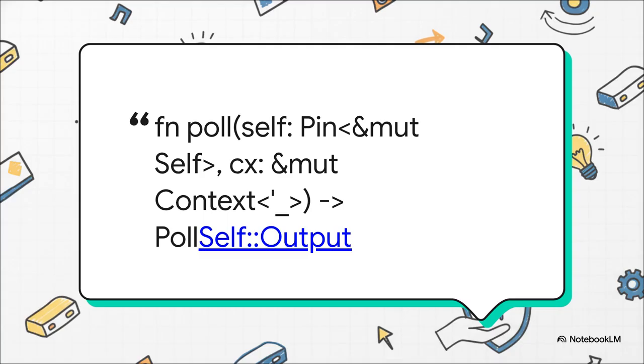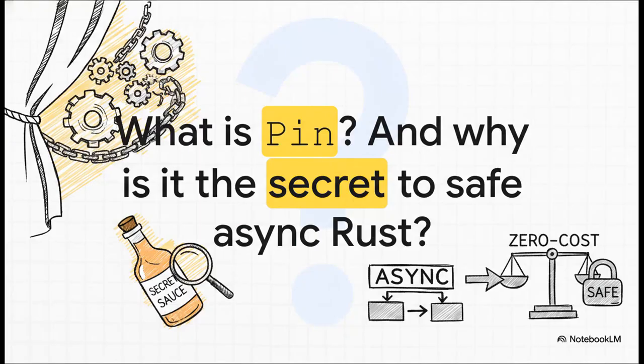And that Pin<&mut Self> part, it just looks weird, right? It can be a real head-scratcher. What is it even doing there? Well, that's what we're here for. We're going to pull back the curtain on Pin and really understand why it's the secret sauce behind Rust's famous zero-cost abstractions for async programming.